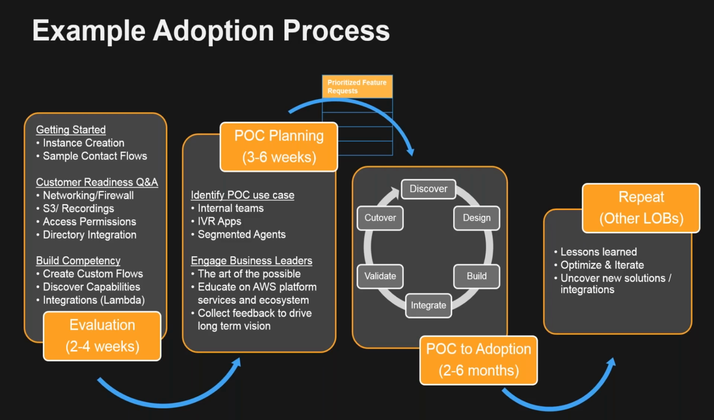Once they go beyond the sample contact flows, they'll typically look to build competencies with custom contact flows that maybe replicate some of the ways they've configured their existing system. In building those contact flows, the technology stakeholders tend to discover new capabilities that are available in Amazon Connect. And they may start to leverage Lambda to do integrations for either data dips or integrations to back-end BI systems. Once they've started to feel confident with the platform, they'll usually look to create a POC.